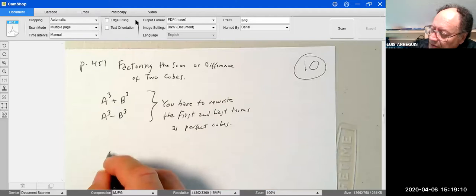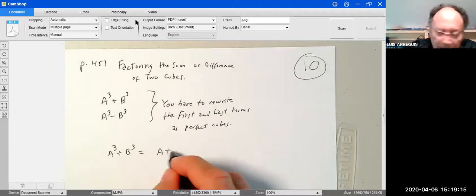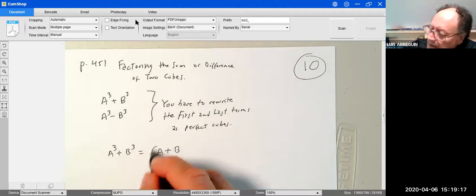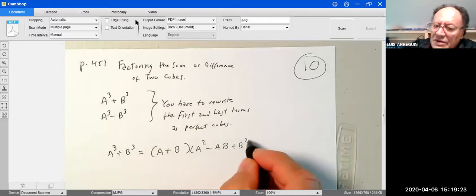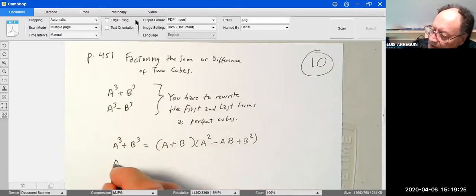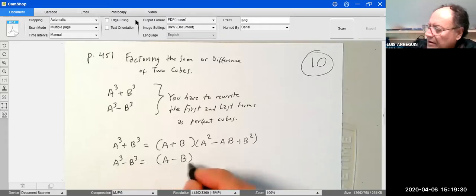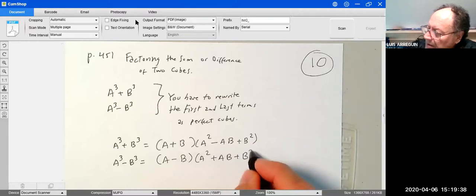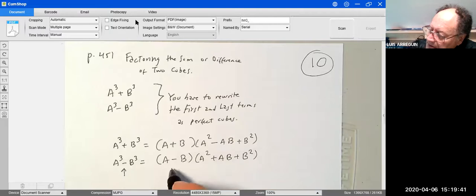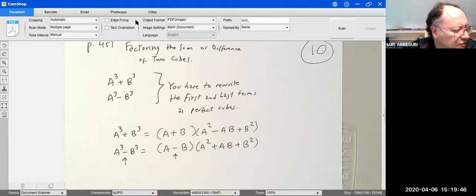So we have formulas. A cubed plus B cubed is just A plus B that multiplies A squared minus AB plus B squared. Or when you have the difference, A cubed minus B cubed, you just write the difference of the cube roots, A minus B, and you multiply that by A squared plus AB plus B squared. So be careful about these signs. You're going to have the opportunity to have this in your formula sheet. So let's work a couple of examples.